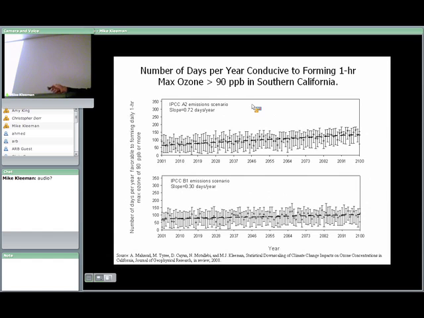So 0.7 days or 0.3 days per year doesn't sound like a lot, but picture it this way. In 100 years, that means that you would have 30 extra days, one more month per year, where ozone concentrations would be unhealthy to breathe in California, all else being equal. That's the climate penalty for ozone. That means that we're going to have to clamp down on emissions even more than we would have had to already in order to prevent that from happening.